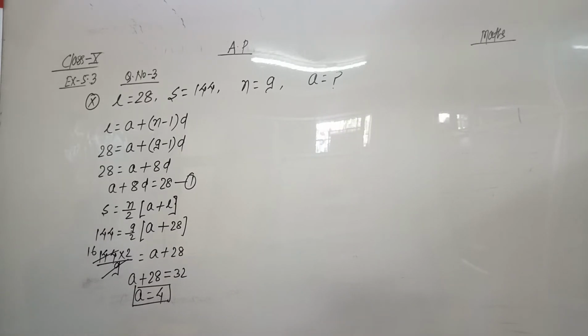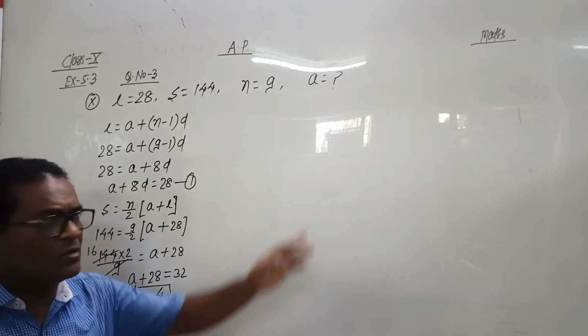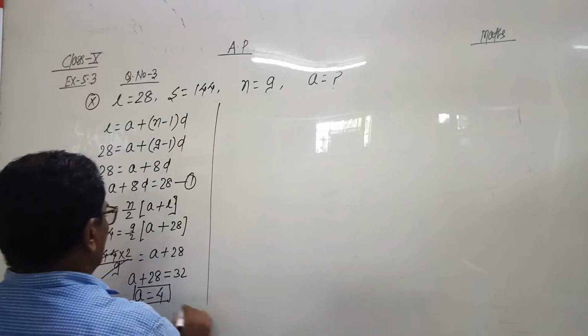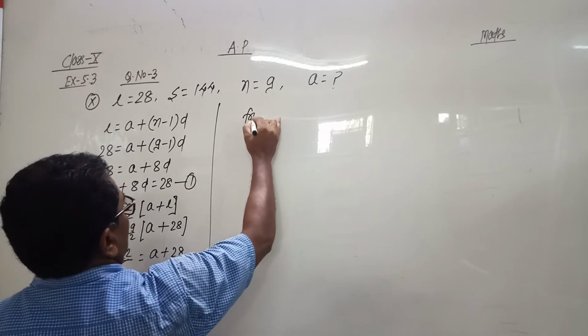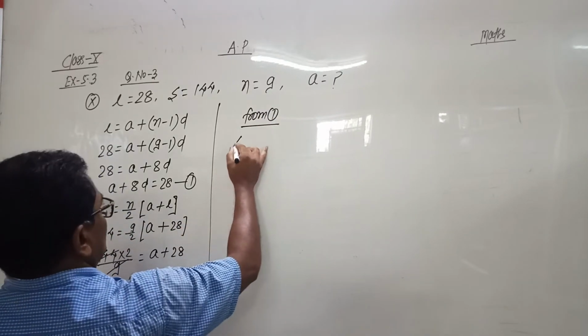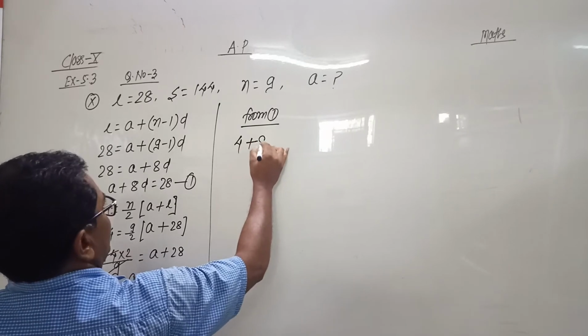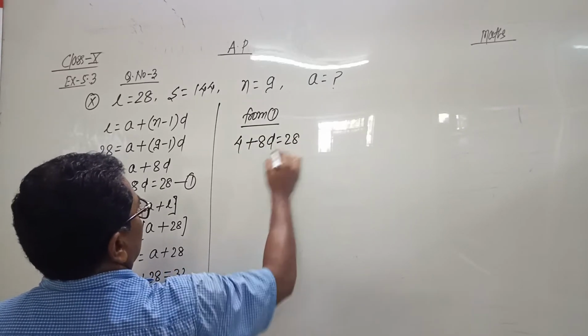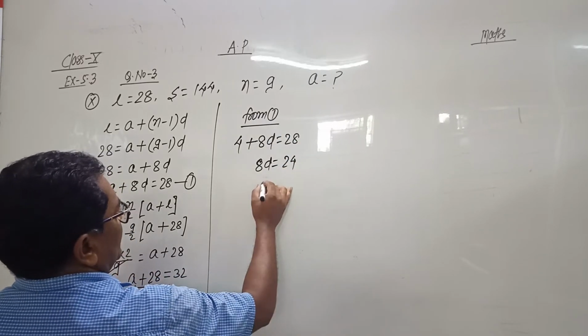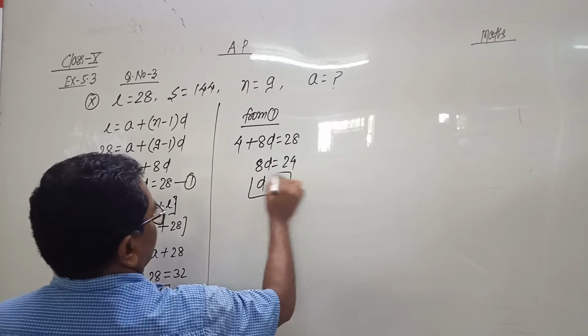In this question we only have to find A, but if you have to find d, then put the value of A in the first equation. So from the first, 4 plus 8d equals 28, 8d equals 28 minus 4, which is 24, and d equals 3.